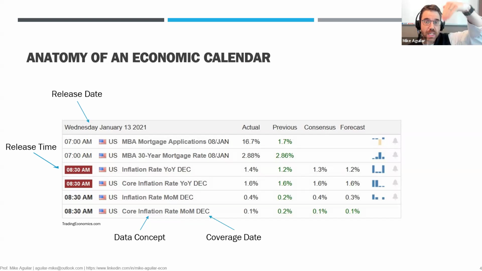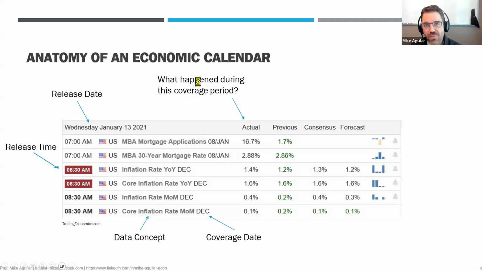The release date is when it was made public. The coverage date is for what period the economic activity is covering. So this was prices during the month of December, and it was released on January 13, 2021. There's always some type of lags. The structure takes a long time, in this case, for the BLS to go and track all these prices, gather all this information, and make it available to us.